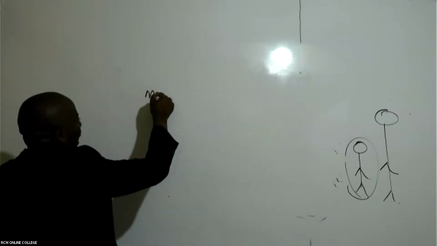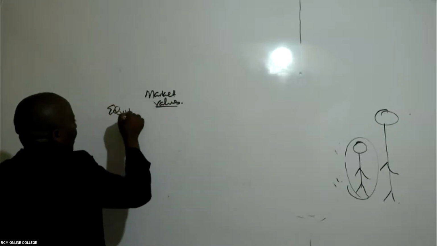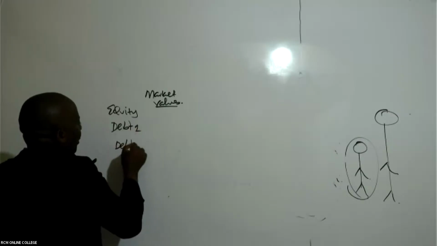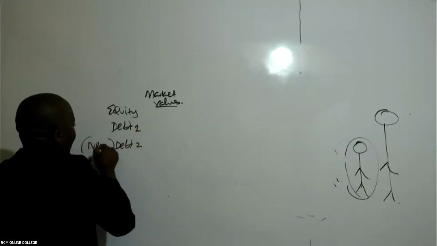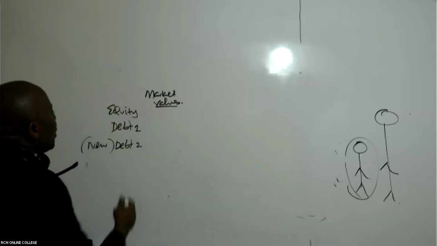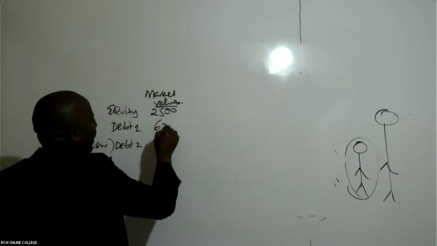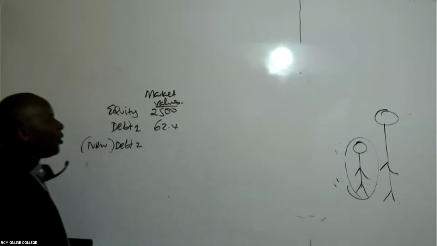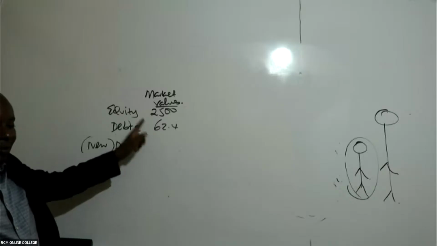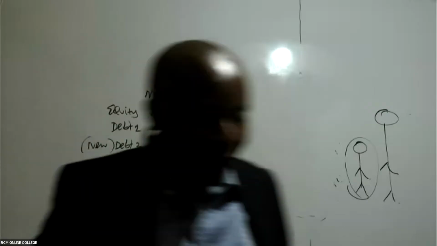So I have market values. I have equity, debt 1, and debt 2. So this is a new debt. Remember, for equity we got the market values. This one was 2,500. And this one, I don't know whether I'm right, was this 2.4? Can somebody confirm? Already we had gotten the market values, if you remember. Can somebody remind us of this? We had gotten market values, correct.